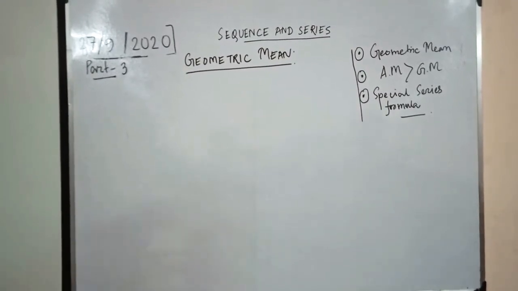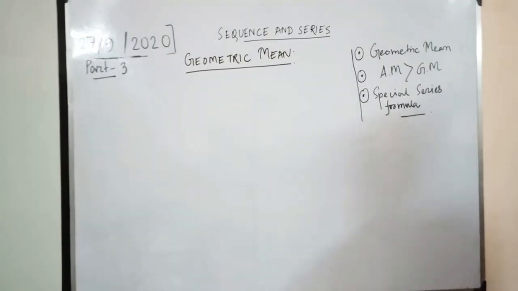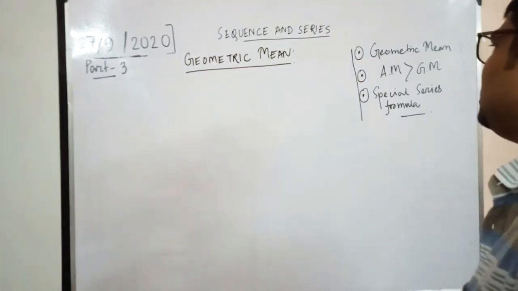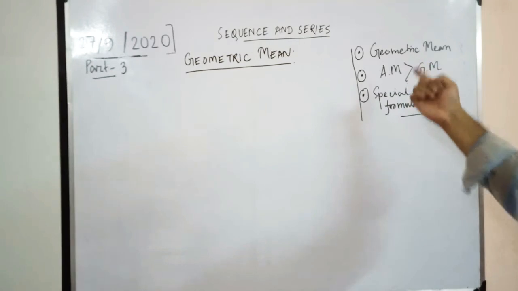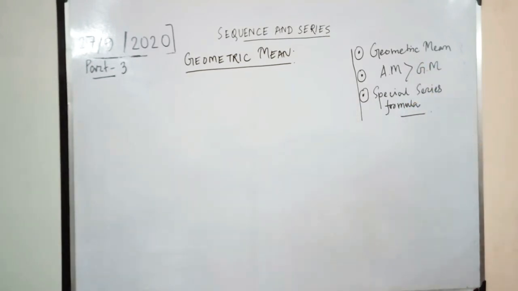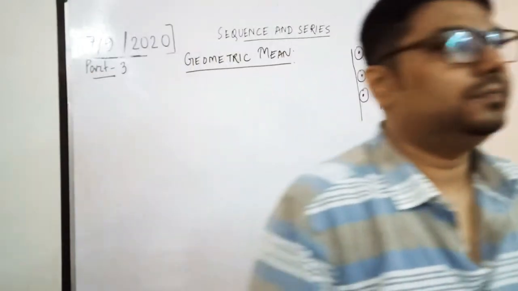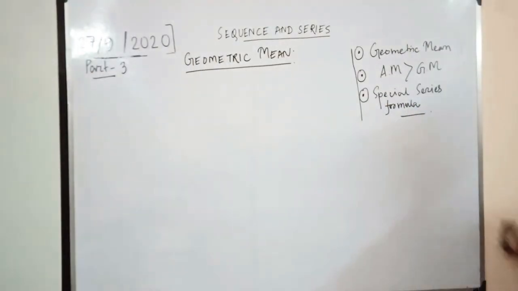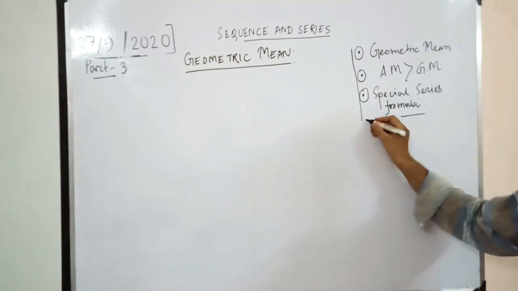So welcome back to part 3. Here we will learn today the geometric mean. So in part 2 we have already learned the GP formula and all. So these are the topics which we are going to learn for today: geometric mean, and then arithmetic mean is greater than geometric mean. That also we will learn. And the last part, it's the special series formula. Okay, so this is the topic for the day.